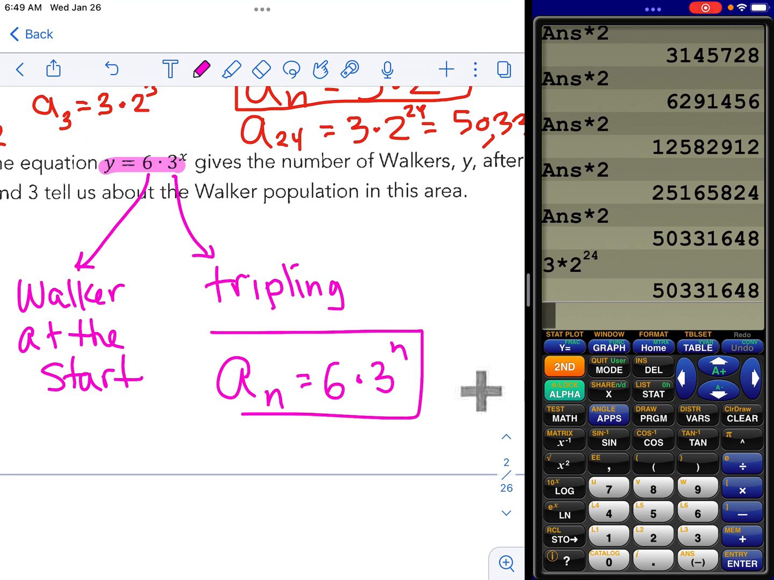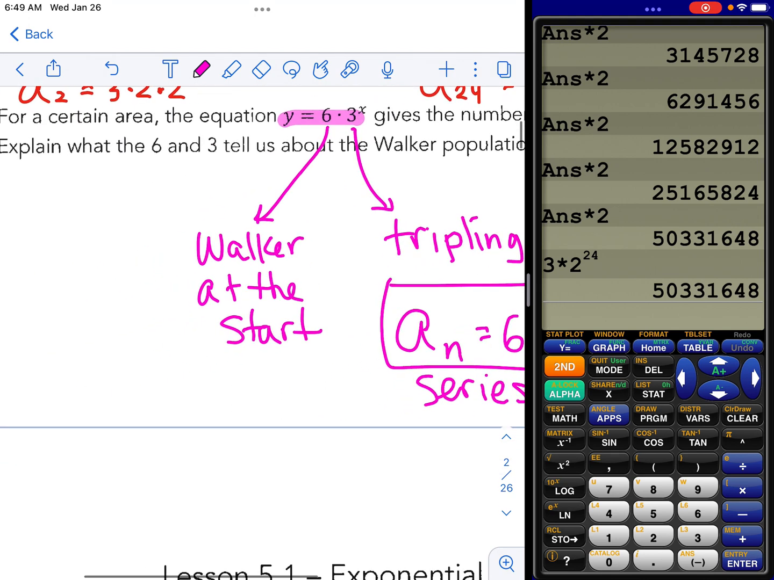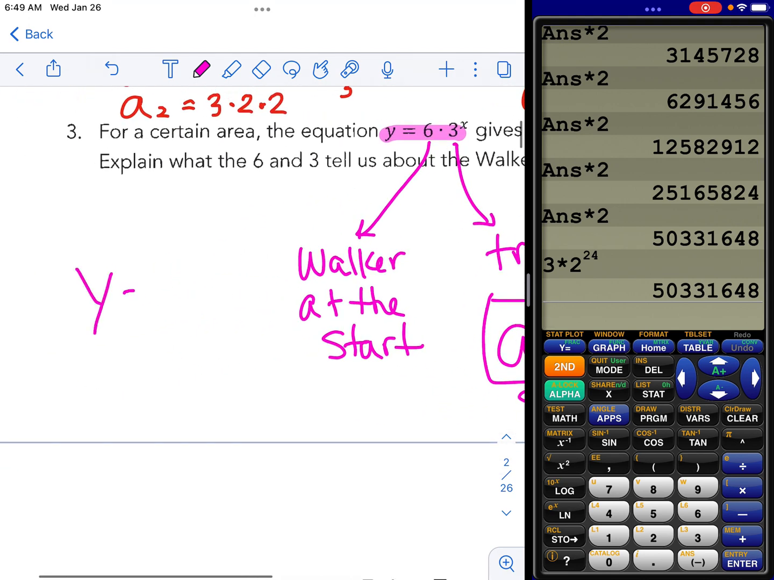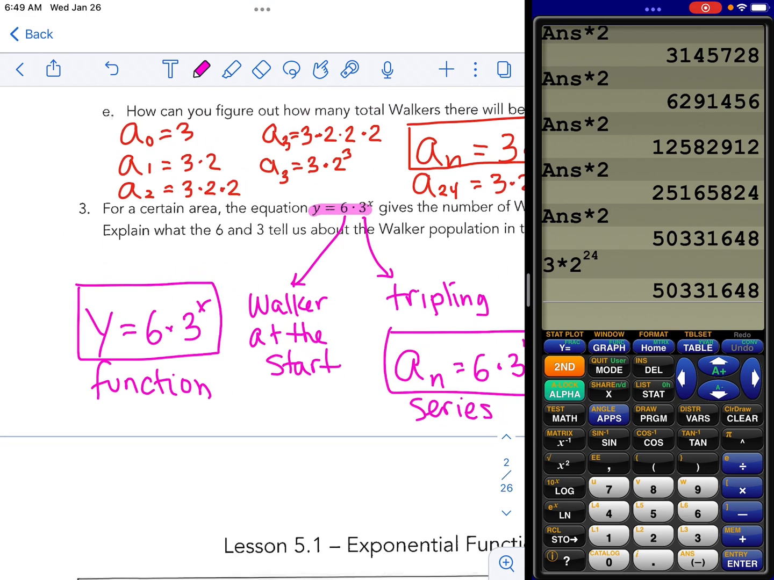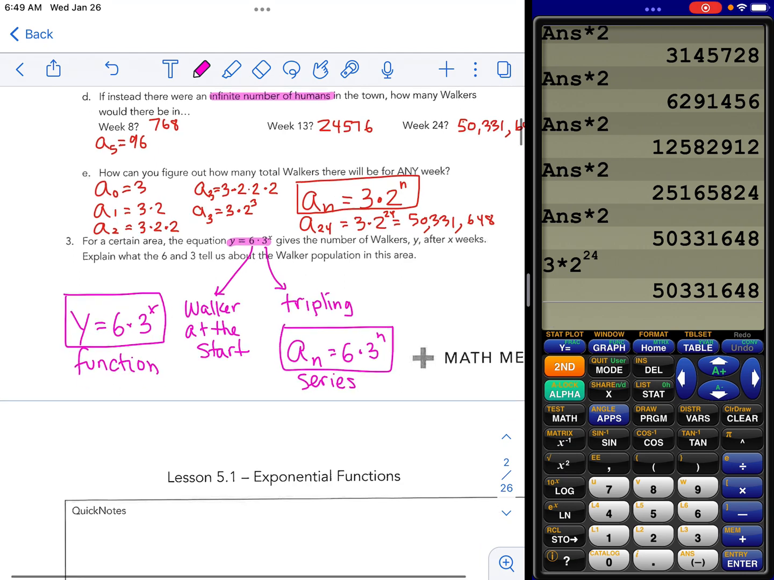So we can write it as a series, or we can write it as a function. I'll rewrite the function. It's already in the problem, but I'll rewrite it here. This is more like a function that you would graph. It gives you that curve that we graphed a little earlier. So it's 2 ways of writing that relationship.